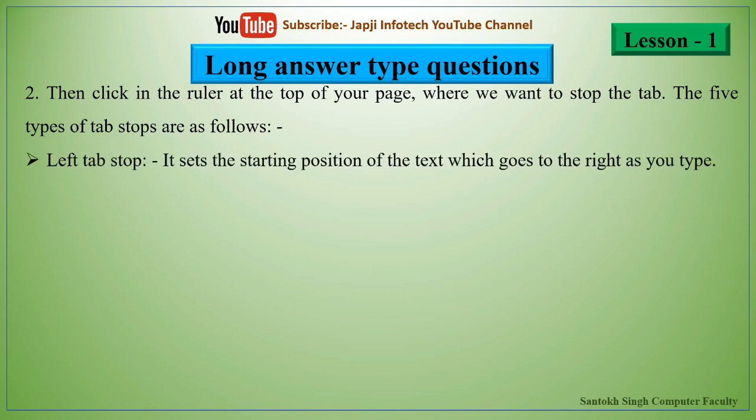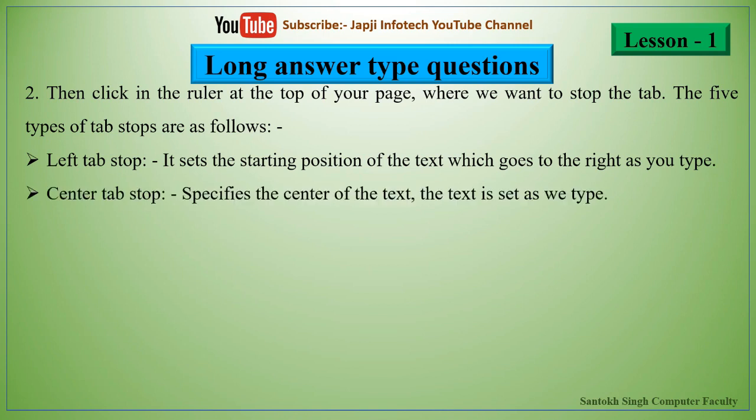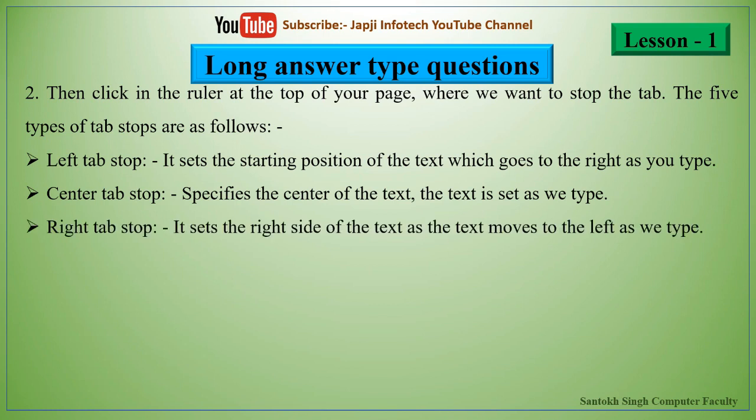The first one is left tab stop. It sets the starting position of the text which goes to the right as you type. Second one is center tab stop. It specifies the center of the text. The text is set as we type. Third one is right tab stop. It sets the right side of the text as the text moves to the left as we type.